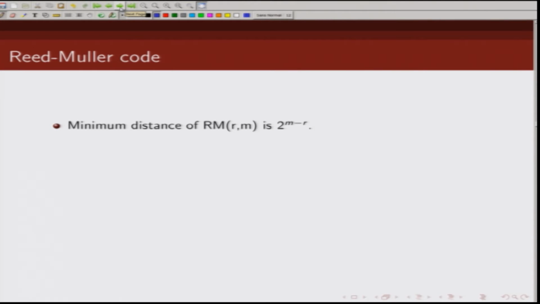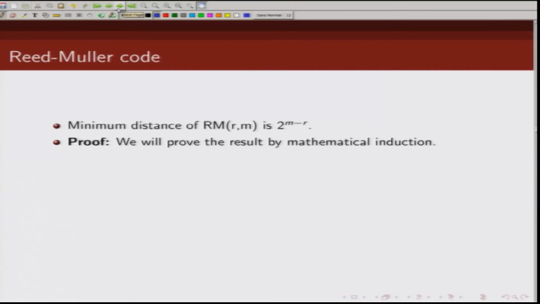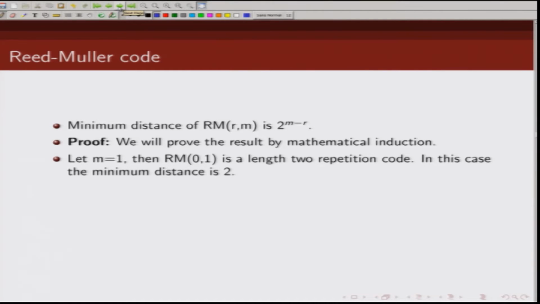So, let us prove some of the properties of Reed-Muller code. The first property that we are going to prove is that minimum distance of Reed-Muller code is 2 raised to power m minus r. We are going to prove this result using mathematical induction. So, how does this work? First, we assume m to be 1, and let us check whether this minimum distance holds correct for m equal to 1. For m equal to 1, let us consider two scenarios, one where r is 0 and in second case r is 1.